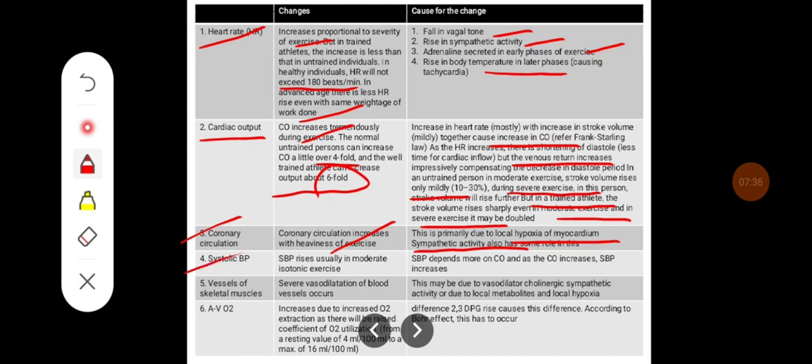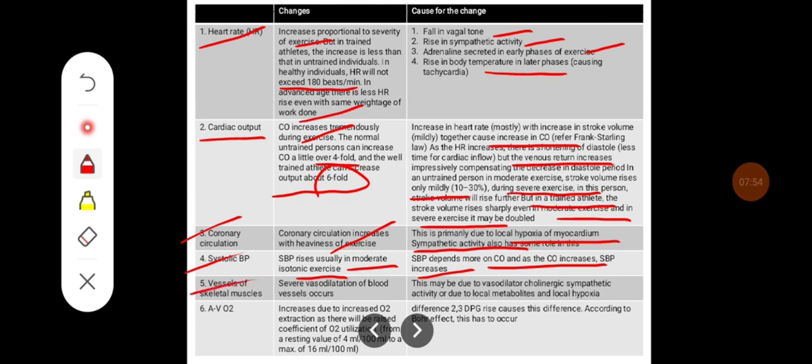Systolic blood pressure. Systolic blood pressure usually increases in moderate isotonic exercise, and the systolic blood pressure depends more on cardiac output. As the cardiac output increases, blood pressure increases.